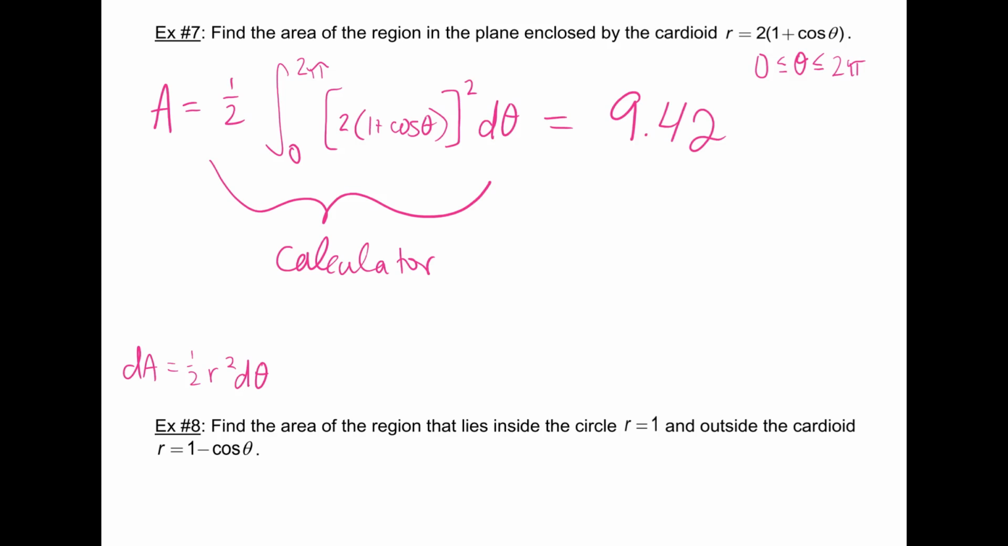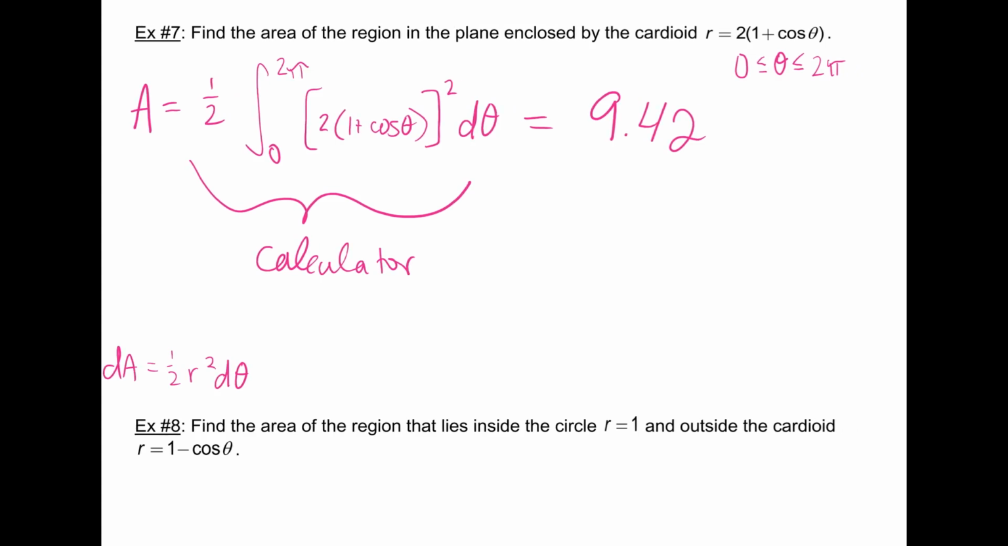All right. Let's try number 8. Find the area of the region that lies inside the circle r equals 1 and outside the cardioid r equals 1 minus cosine theta. Okay, so first, do we have any idea what this is going to look like?